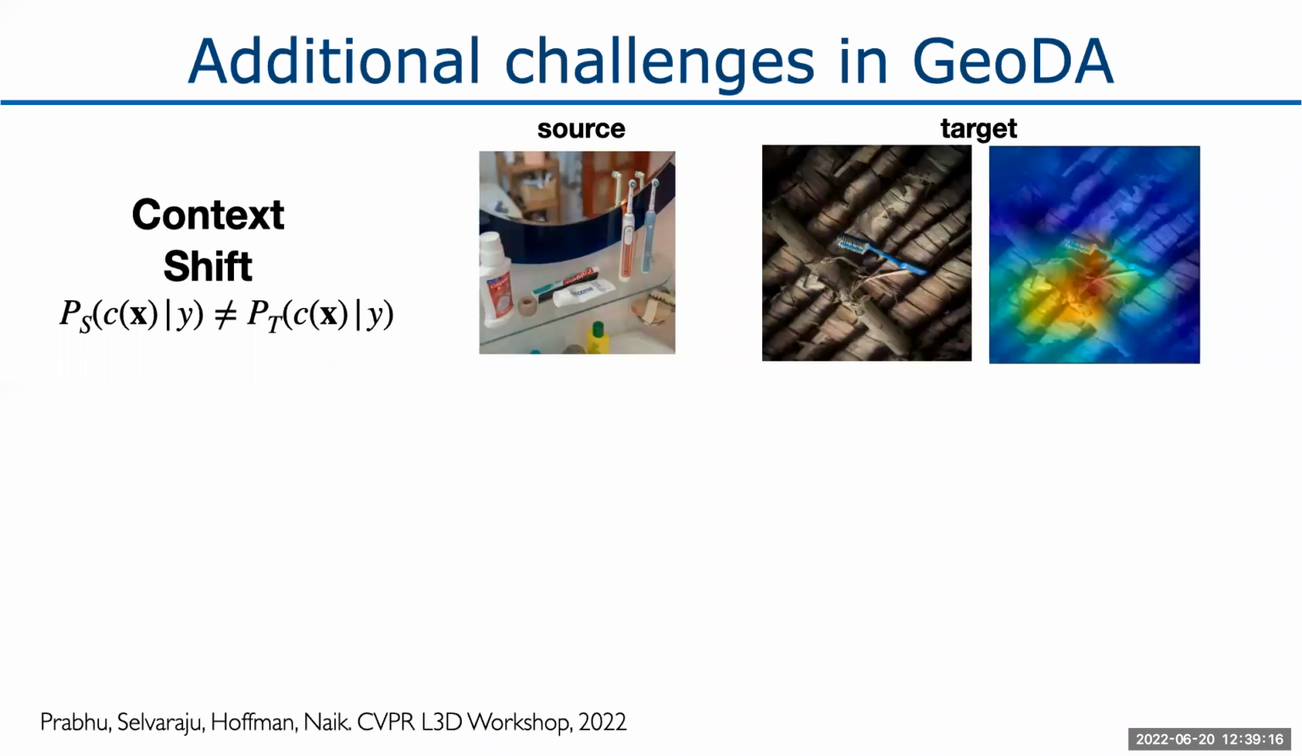When we probe this further, we find that this is because of the existence of additional challenges beyond data distribution and label distribution shift. The first is this notion of context shift, where object surroundings can change a lot across domains. So you'll see toothbrushes primarily in bathroom environments in North America, and there's a lot more diversity in surroundings for the same category in your target.